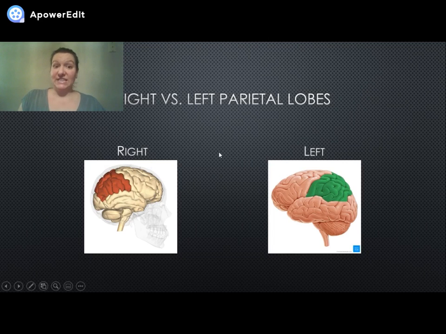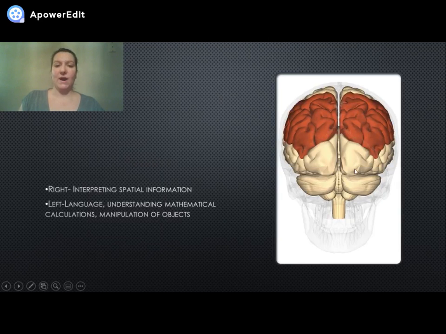And then there is a difference between the right and the left parietal lobes. The right parietal lobe is mostly responsible for interpreting spatial information, while the left is responsible for like language, understanding mathematical calculations, and then the manipulation of objects.